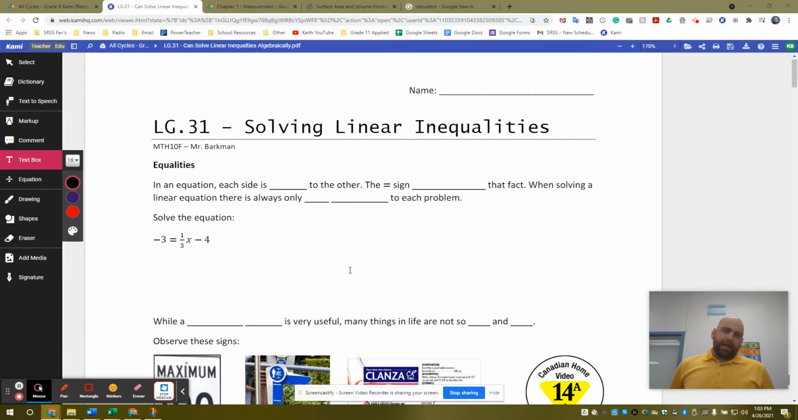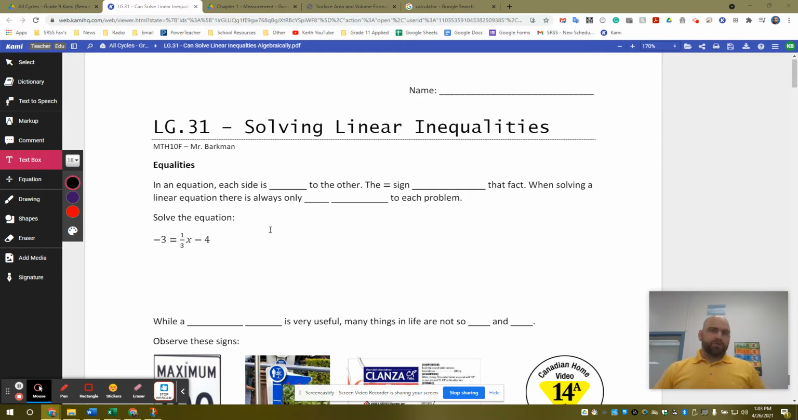So we're going to take a look at learning goal 31, which is all about solving linear inequalities. We're going to be looking at it algebraically, so it's similar to linear equations. There are a lot of similarities there. We're also going to start by looking at what an inequality is, go through some of the basics, and how to describe an inequality as well.